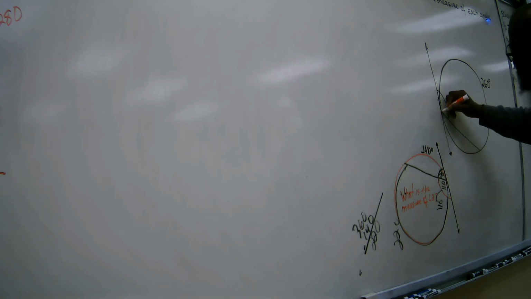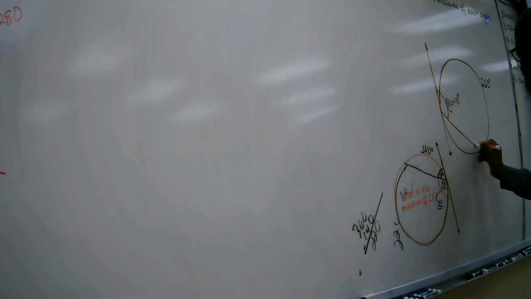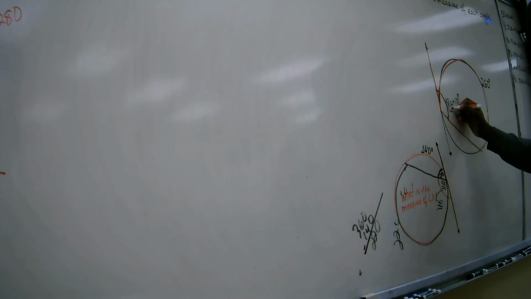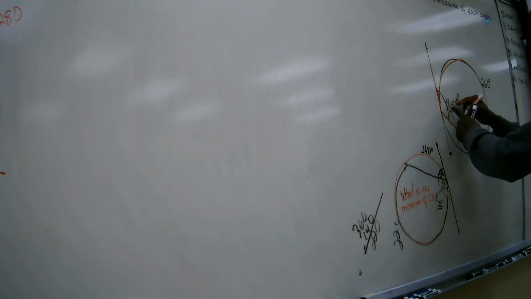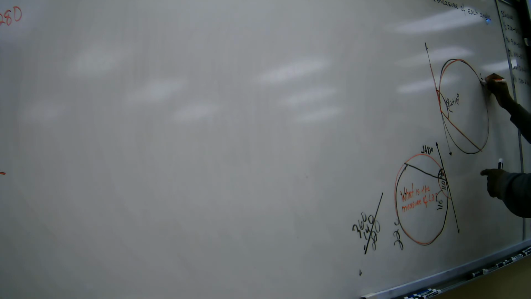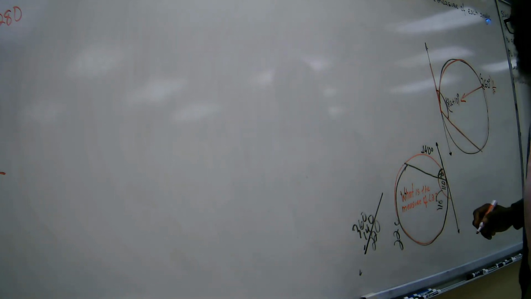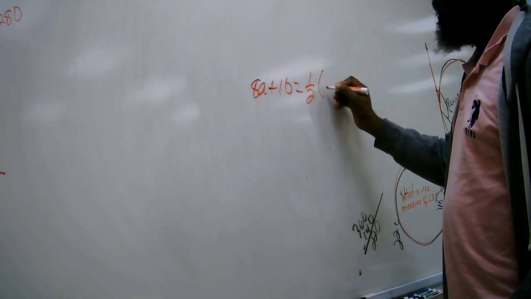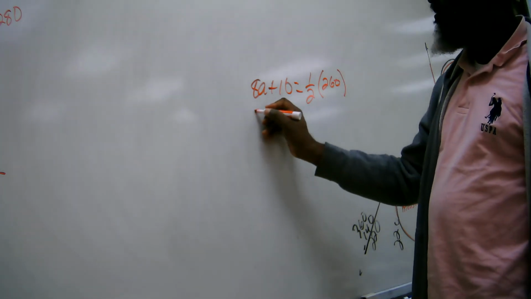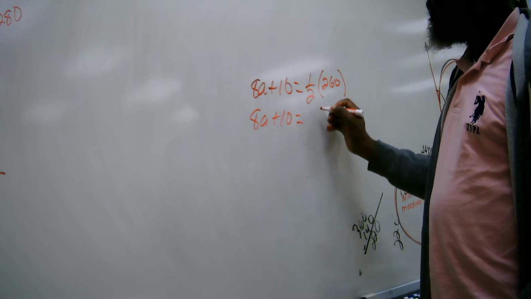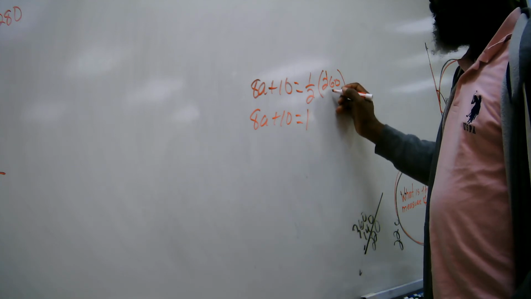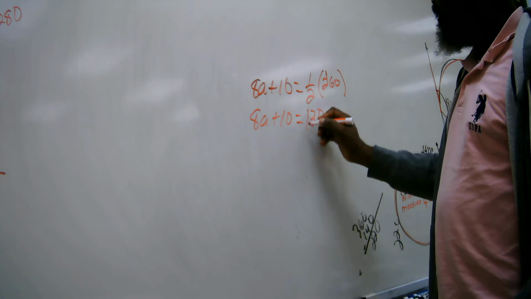Alright. This is my tangent, and this is my chord, the angle that is formed, and this is my intercepted arc. Then I know that if I want it to be equal, I have to multiply by 2 to let it equal to that. If I don't want to do that, I will take half of that. Half of the intercepted arc is equal to the angle that is formed. Alright, then I will have 8a plus 10 is equal to 1/2 of 260. Half of 260 is 130.